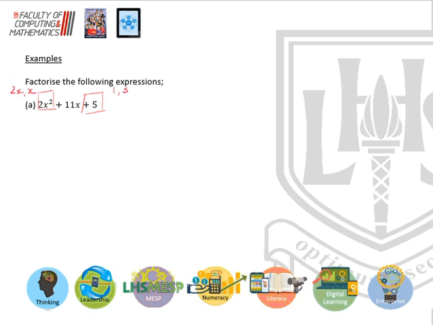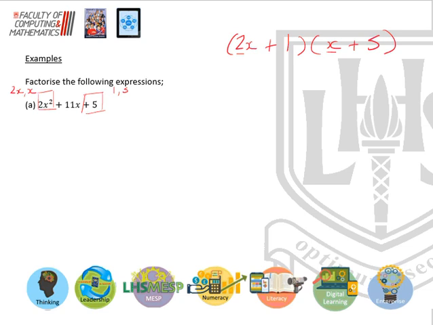Okay, so we know in our brackets, the numbers here multiply to give 2x squared, so that has to be 2x and x. The numbers here have to give you 5, so they have to be 1 and 5. Okay, notice as well that you're multiplying to a positive, so the signs are the same. Your middle term is positive, so they're both positive.